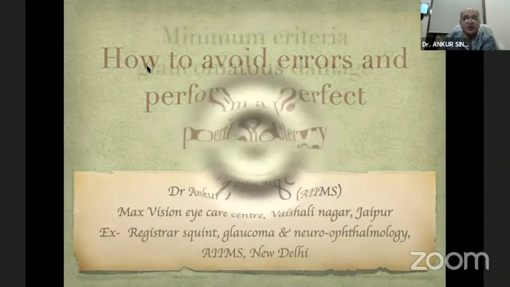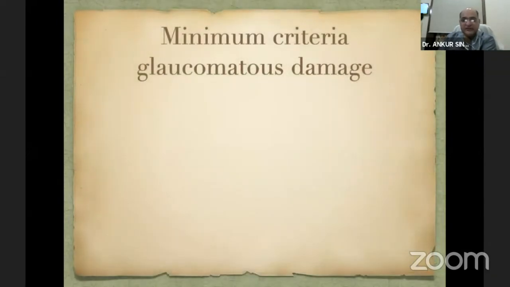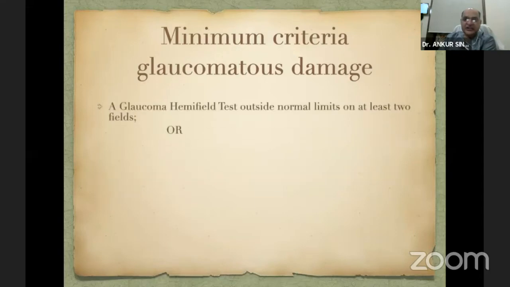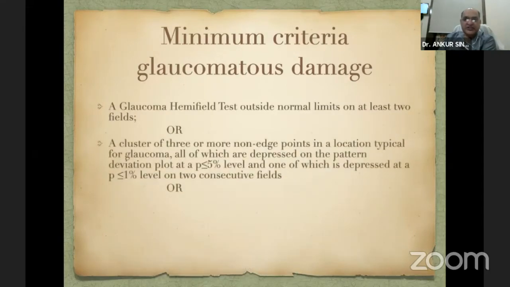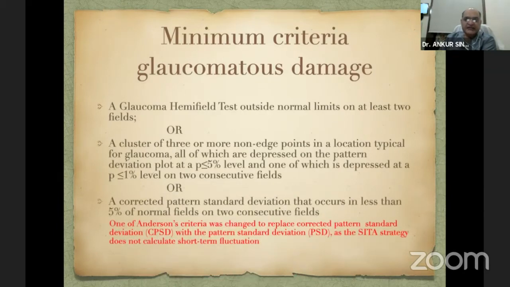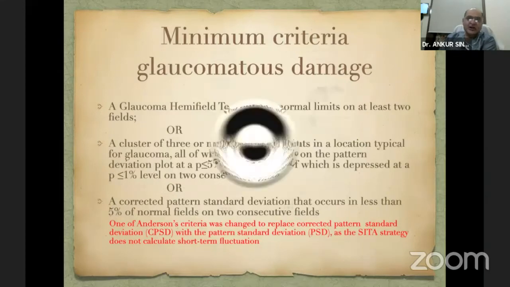Anyway, we all know how visual fields are done. And then we talk about the minimum criteria of glaucomatous damage. The GHT has to be outside normal limits. A cluster of 3 non-edge points having a p-value of less than 5%, and one of them having a p-value of less than 1%, and a CPSD or a PSD less than 5%. Now, whenever these 3 criteria are met, we tend to think that it is glaucomatous.